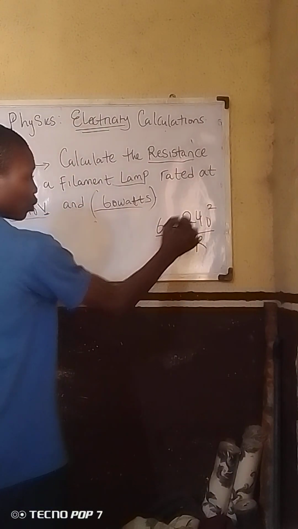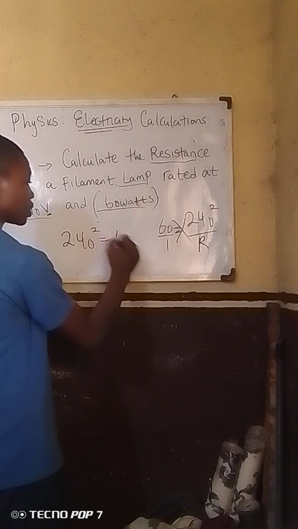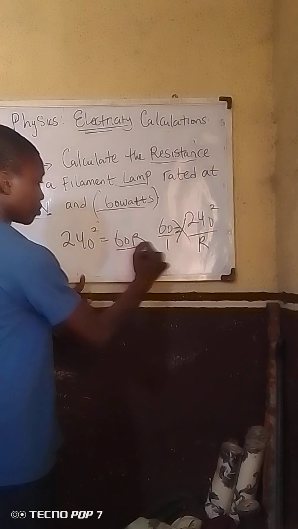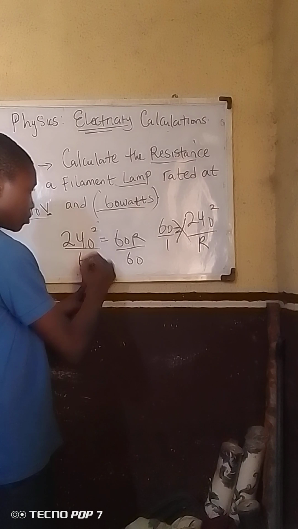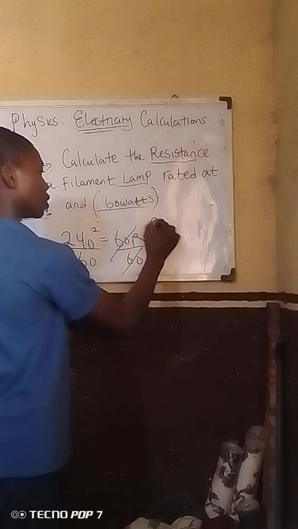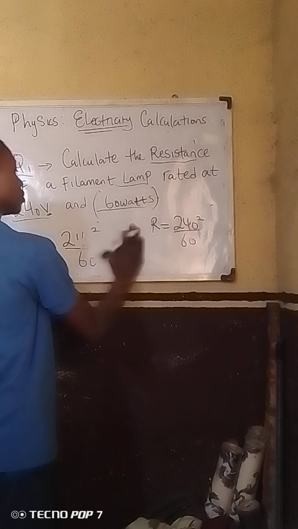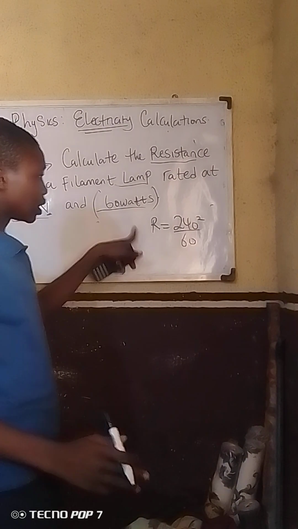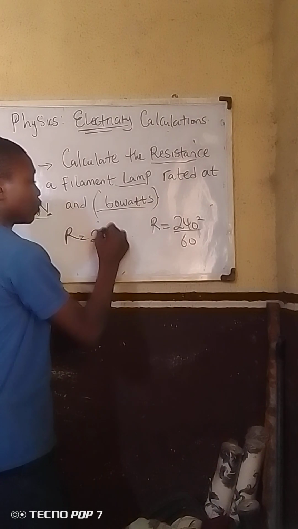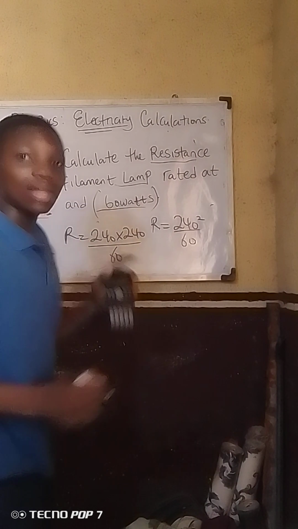So let's make R the subject of the formula and we get our answer very fast. We make this over 1, we cross multiply. We have 240 squared is equal to 60R. Now to make R the subject of the formula, we're going to divide both sides by 60. Now 60 cancels 60, okay? We now have that R is equal to 240 squared all over 60. And now for us to finish this, 240 squared is the same as 240 times 240 all over 60.